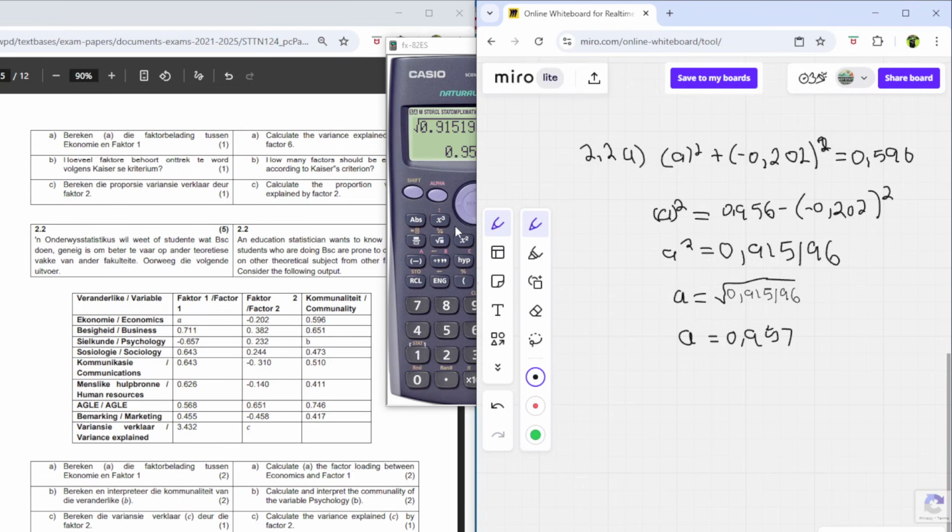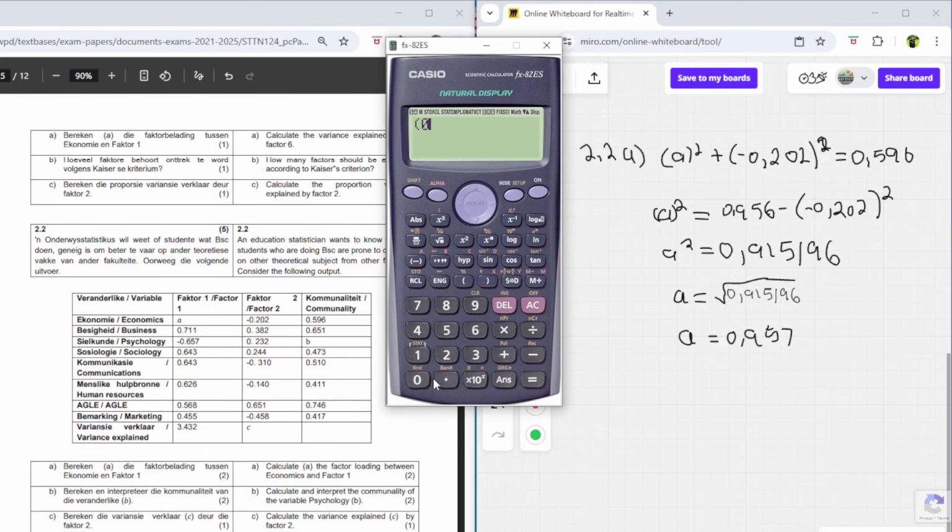0.957. Okay, so if I did everything correct, 0.957, if I square it and then I add minus 0.202, I should get 0.596. So it's actually, if you round it off, it's going to be 0.957 because I rounded off this final answer here. That is why it is basically different.